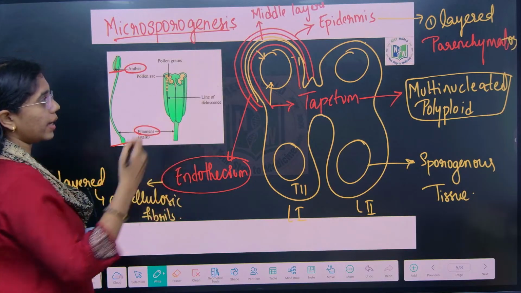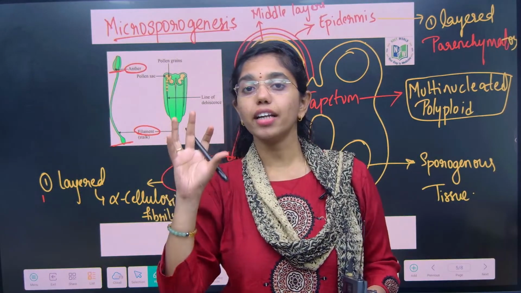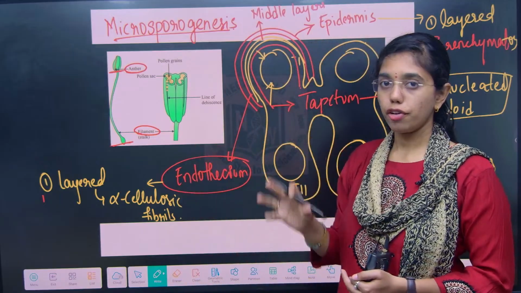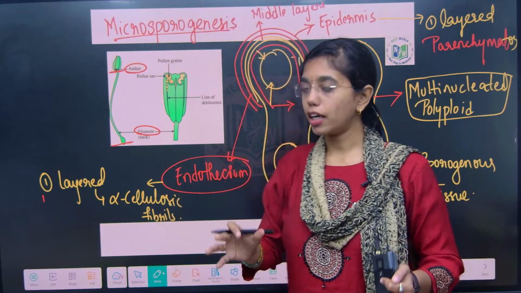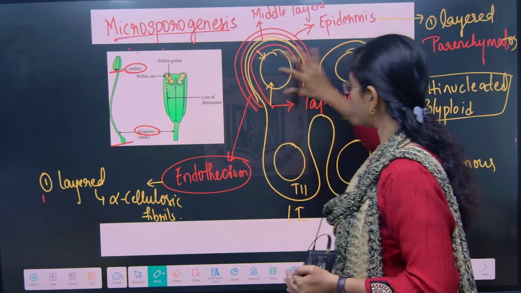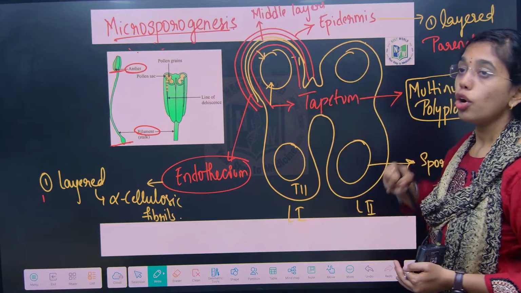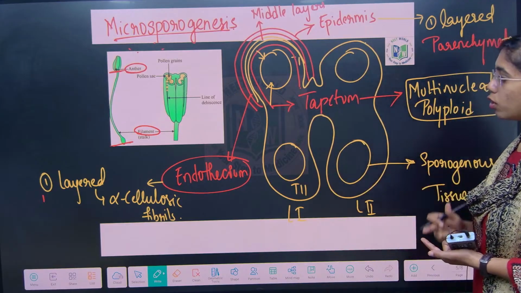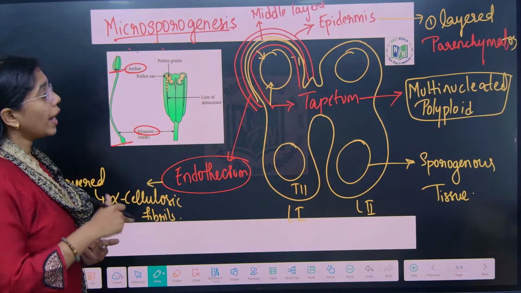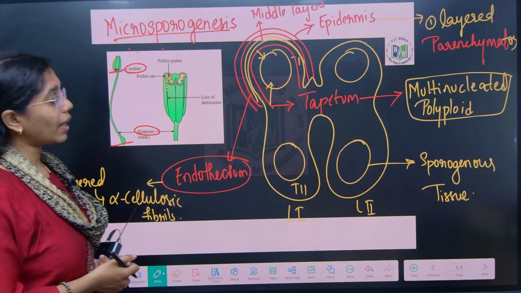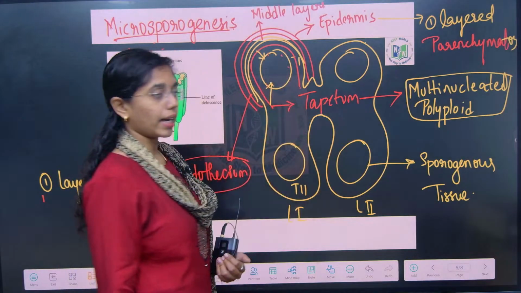Whereas the other 3 layers, that is the outermost epidermis, the next endothecium and the middle layers, together have a protective function, and they help in the dehiscence of pollen grains. So now you have clearly understood the story of the anther. The anther is bilobed and dithecous. Each theca has a sporogenous tissue surrounded by 4 wall layers. The innermost wall layer is tapetum, which is multinucleated and polyploid and provides nourishment to the sporogenous tissue at the center.